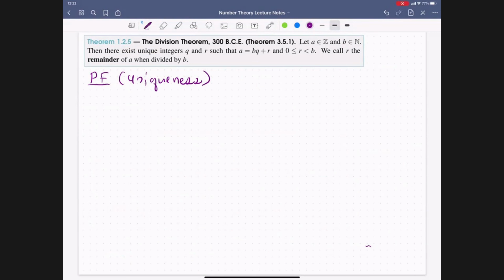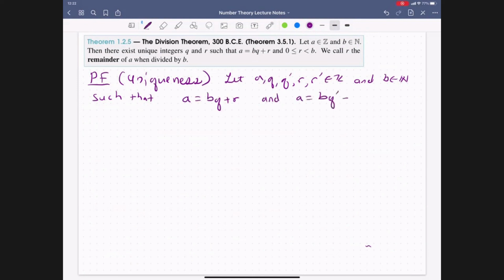So now we are going to go ahead and show uniqueness. The way that we're going to go about this proof is we're going to assume that we can write A equals BQ plus R, but we're going to write it in two different ways, satisfying the same conclusion. And then we want to show that the Q and the R in both of them are the same. Symbolically, we have the following. Let A, Q, Q prime, R, and R prime be integers, and of course B is our natural number, such that we can write A as BQ plus R and A as BQ prime plus R prime for 0 less than or equal to R, R prime less than B.